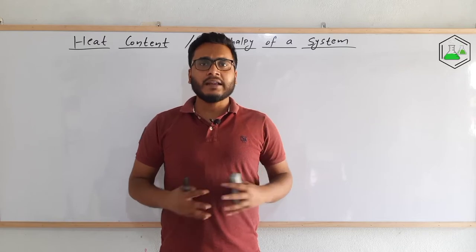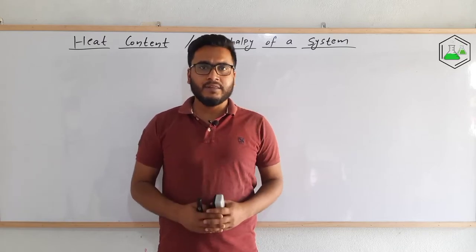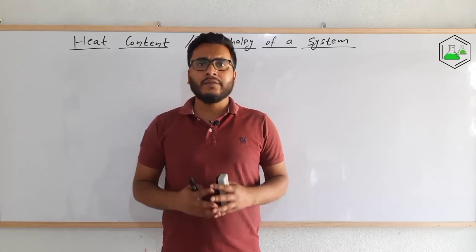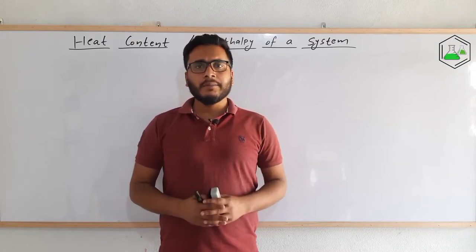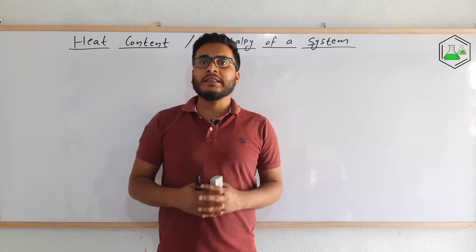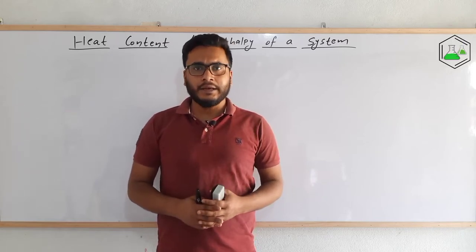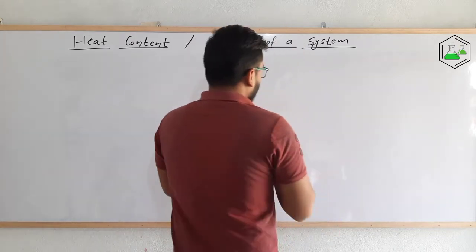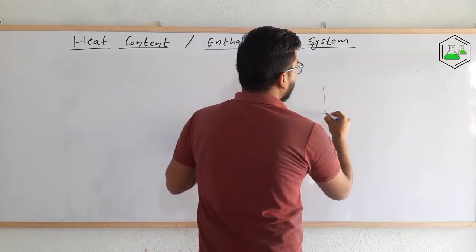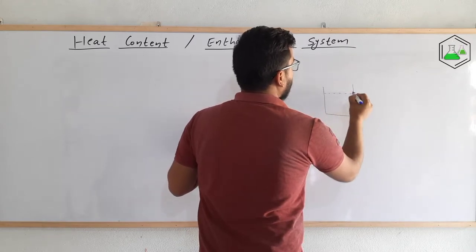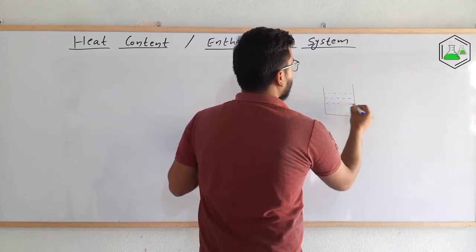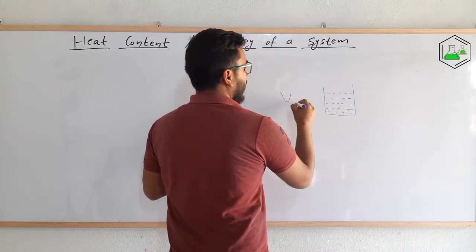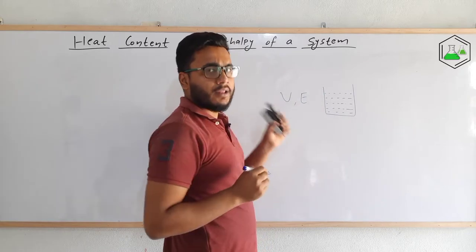Most of the experiments are carried out in the lab at constant pressure rather than at constant volume because it is difficult to maintain constant volume. Similarly, most chemical reactions are accompanied by change in volume as well as internal energy. Let's understand that by an example. Suppose we have a bucket like this, and in that there is some volume of water. The volume of water is V, the internal energy of the water is E.